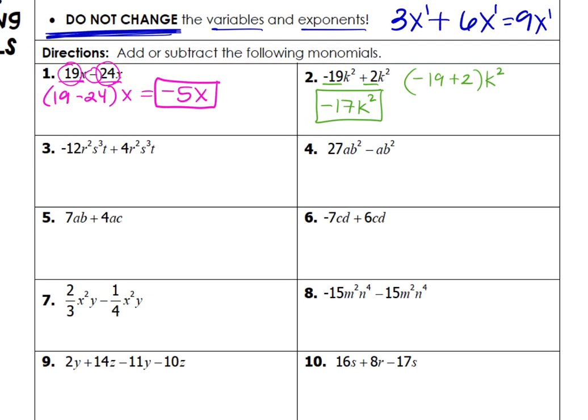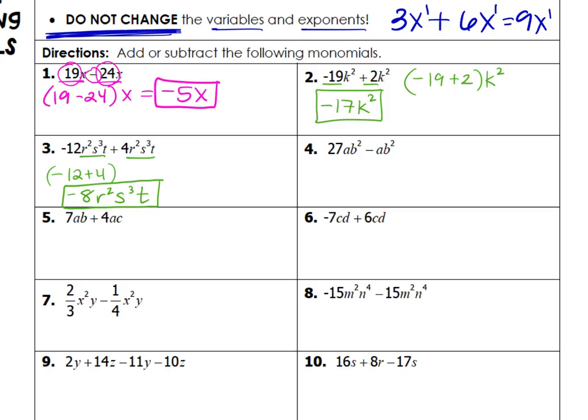Okay, what'd you get for number 3? Negative 8 and all that, right? As long as it's all the same. It has to be identical. This is exactly the same as this. So negative 12 plus 4 is a negative 8. And then you have the r squared s cubed t. Okay, so add the coefficients. And then what are you left with?